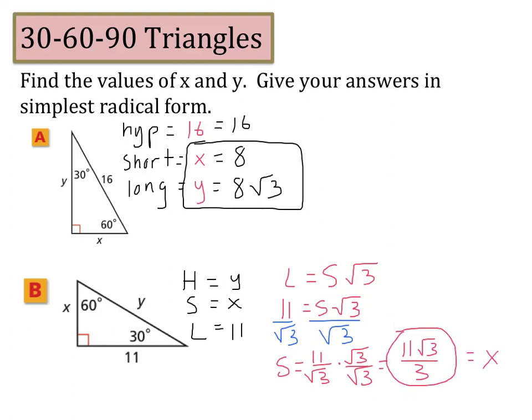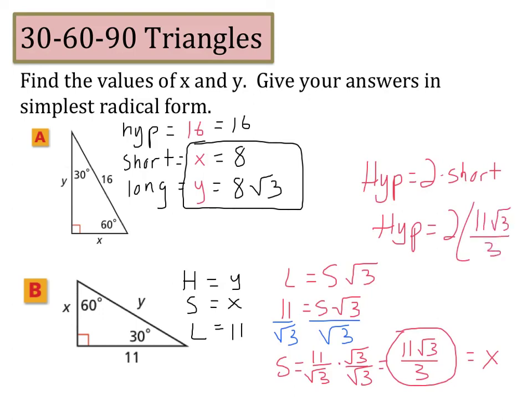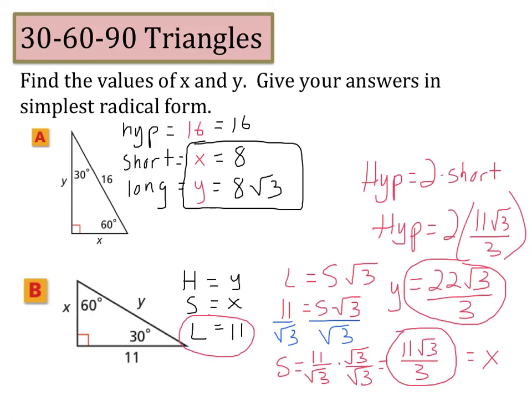And then I know that the hypotenuse is just 2 times the short leg. So the hypotenuse equals 2 times 11 square root of 3 divided by 3, or 22 times the square root of 3 over 3. So this is the value of y. So long leg is 11. The short leg is 11 times the square root of 3 over 3. And the hypotenuse is 22 times the square root of 3 over 3.